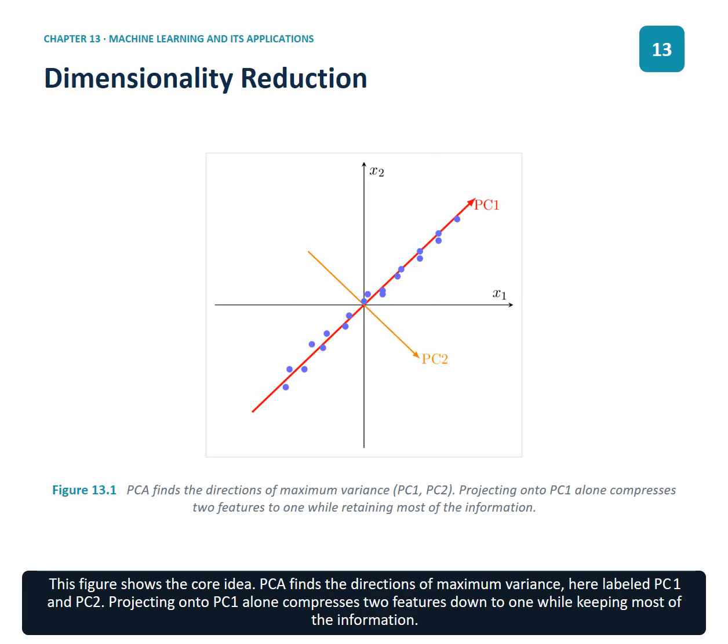This figure shows the core idea. PCA finds the directions of maximum variance, here labeled PC1 and PC2. Projecting onto PC1 alone compresses two features down to one while keeping most of the information.